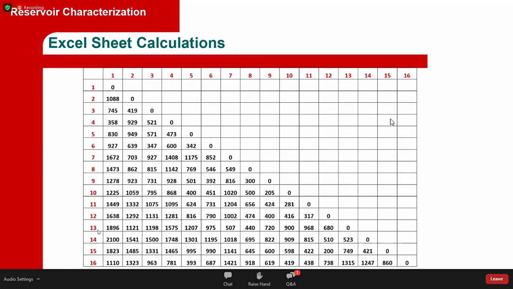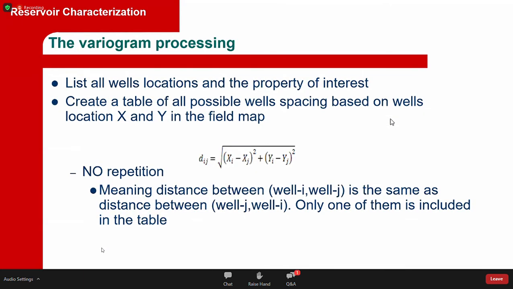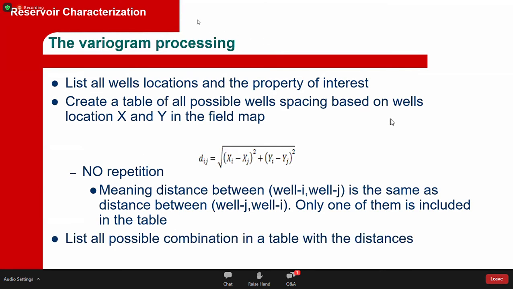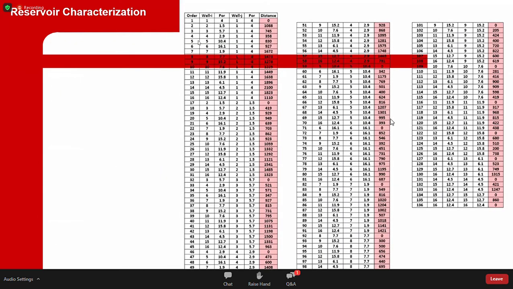Once you did this, then you have to do what? You have to list all possible combinations in tables. For example, I can see here well one and the order is well 1 and well 2, well 3 and well 1, well 4 and well 1, and so on, until you go for well 16 and well 1. Then you have well 1 to well 2 and well 2 and well 2, and so on. So you have all these possible distances between wells.